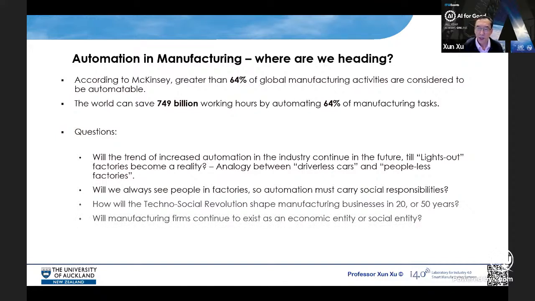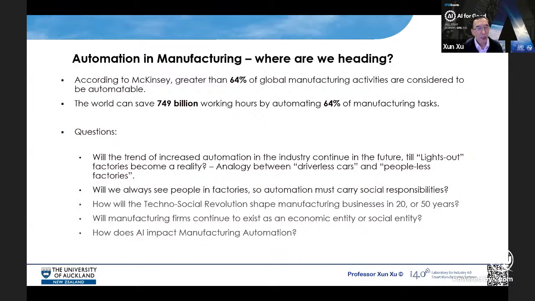Another question we will ask is, will manufacturing firms continue to exist as an economic entity or a social entity? Well, to a certain extent, if you always have people in a factory, it will carry some social features or social responsibilities. So that's perhaps a more fundamental question that we have to ask ourselves. Last question, how does AI impact manufacturing automation? Well, clearly it will impact, but to what extent, how much it will impact manufacturing automation.